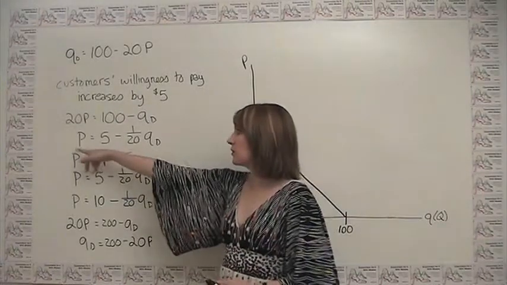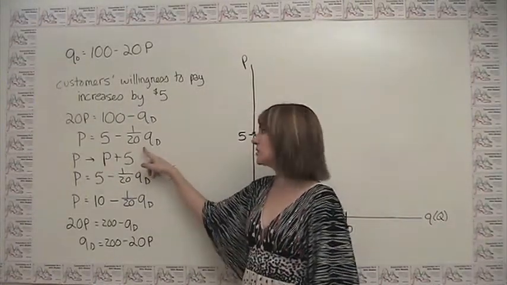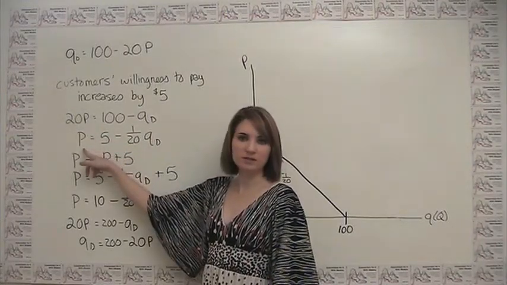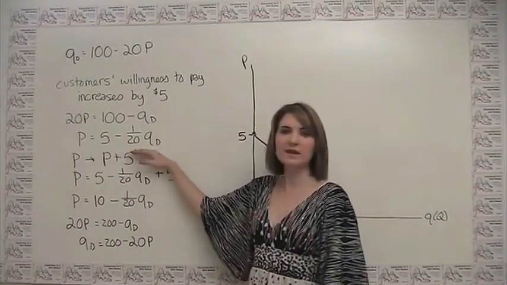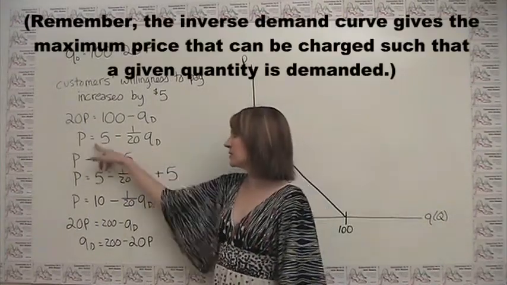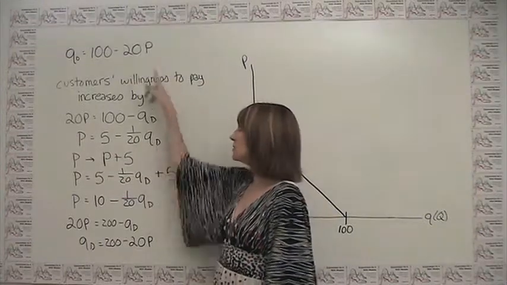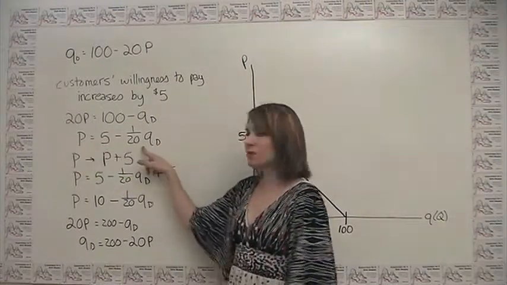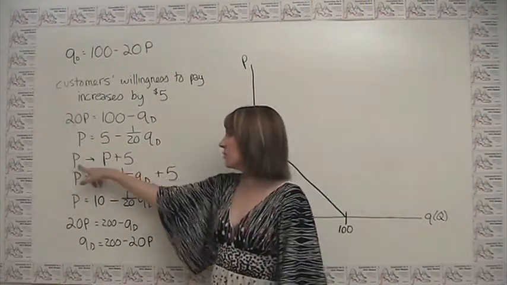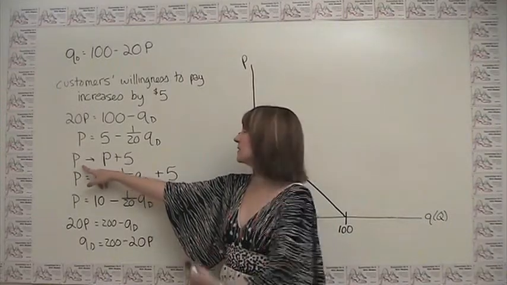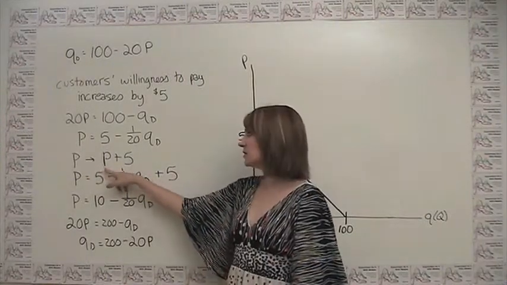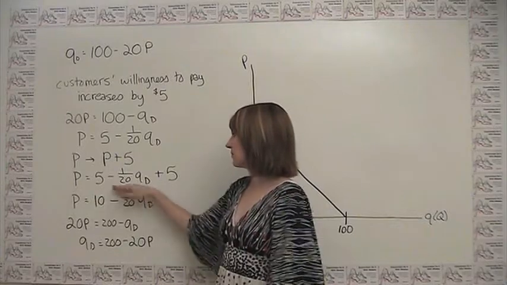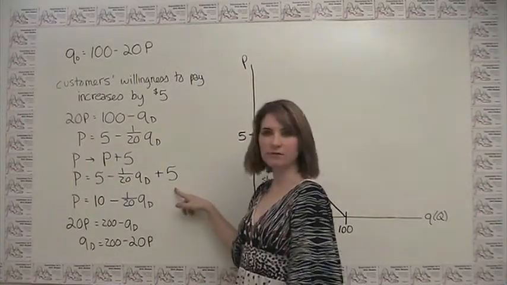Well, one way is to just go through and solve for price. We can do this by putting price by itself on one side of the equation and then dividing through by the coefficient on price to get what we call the inverse demand curve, which is price as a function of quantity demanded as opposed to quantity demanded as a function of price. Once we've solved for price, we notice that we can just say, well, for every price, if our willingness to pay increases by $5, we can just add 5 to that price.